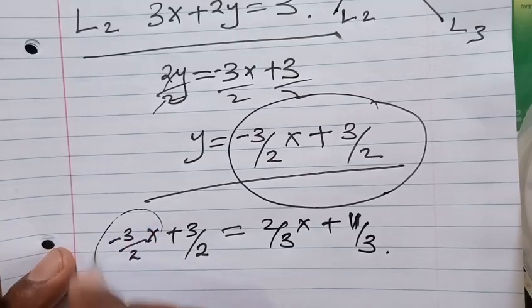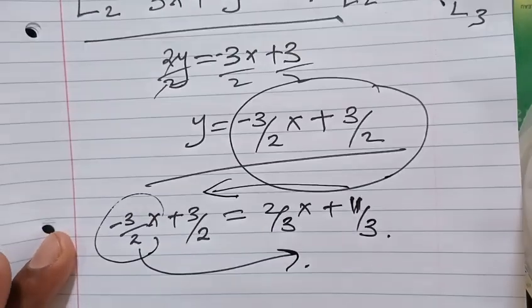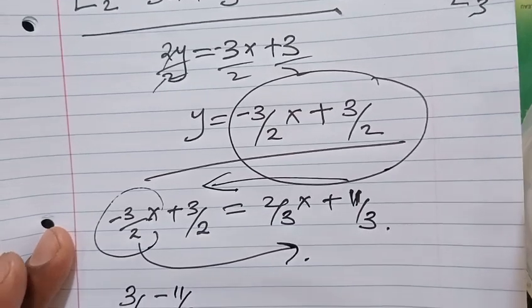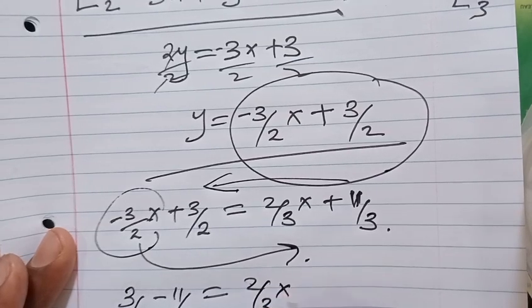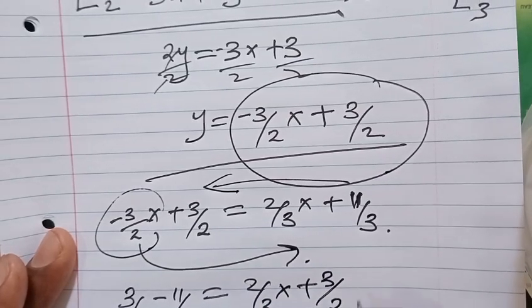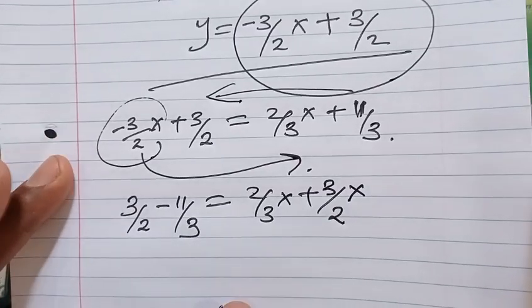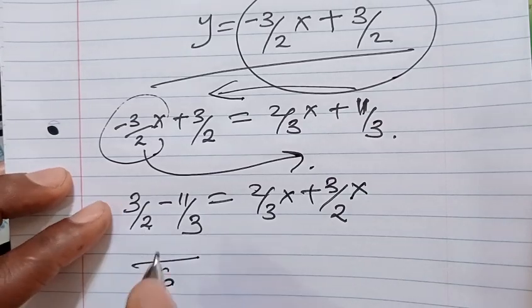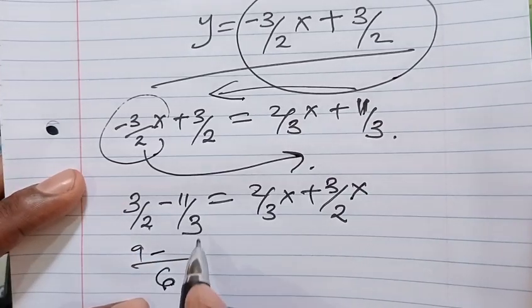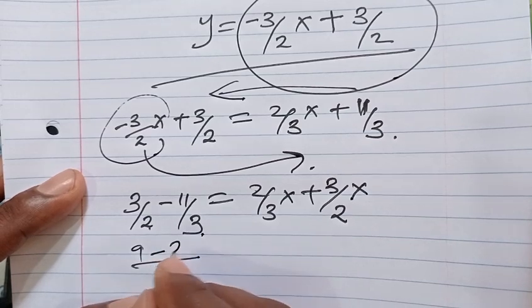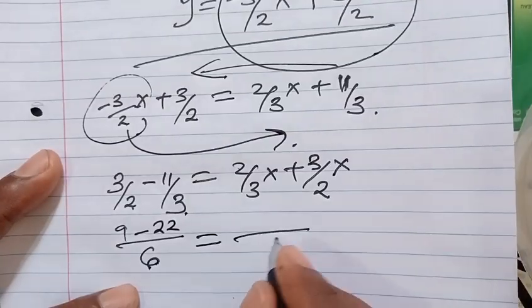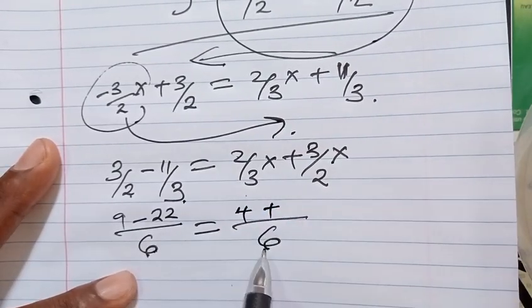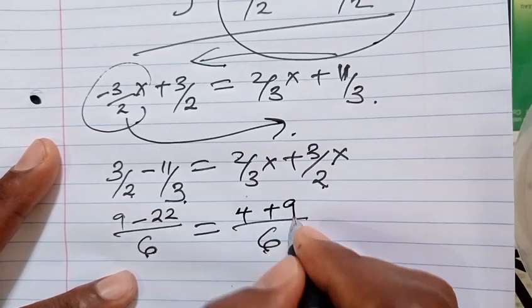Like terms together, I think it's better we take this one to the other side and this one we bring it this way. We shall have 3 over 2 minus 11 over 3 is equals to 2 over 3x plus 3 over 2 x. Then like terms are already together. The LCM for this is 6. 6 divided by 2 is 3. 3 times 3 is 9 minus 6 divided by 3 is 2. 2 times 11 is 22 is equals to LCM again is 6 here. 6 divided by 3 is 2 times 2 is 4 plus 6 divided by 3 is 2, 3 times 3 is 9, of course, x.